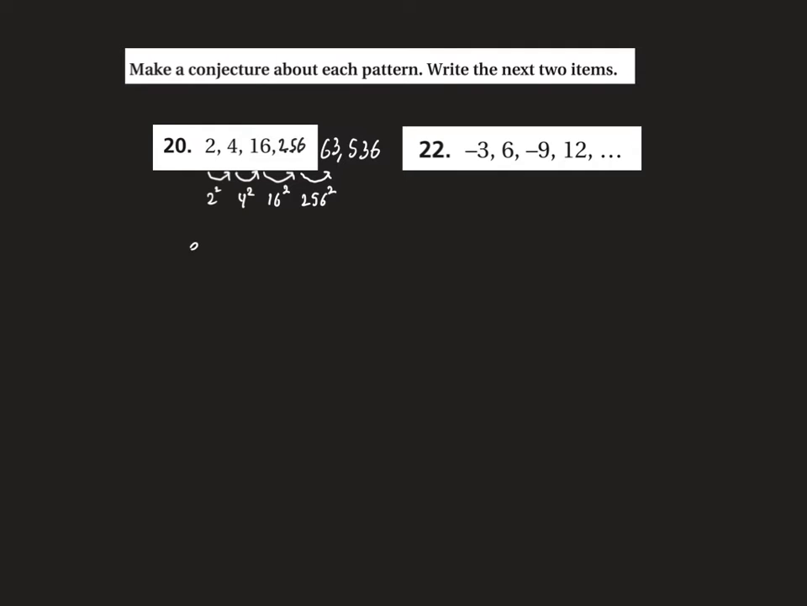So we wrote the next two terms, but we need to make a conjecture about each pattern. So here I'm just going to say that each number is the square of the prior one.